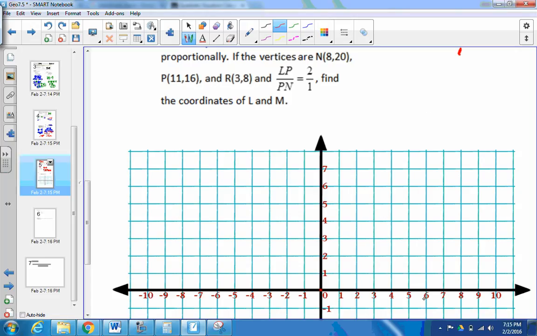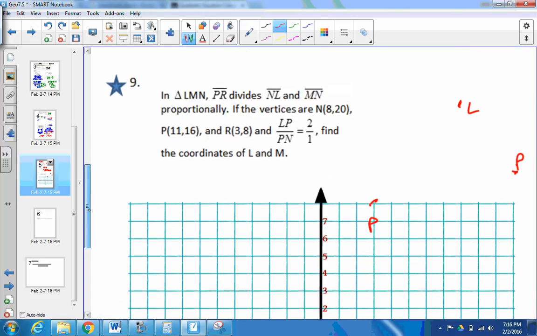11/16 way over here, and somewhere over here. I know I'm just estimating, it'd be actually farther up. And R is 3 1/8. So it's saying that the proportion of LP to PN, hold on.